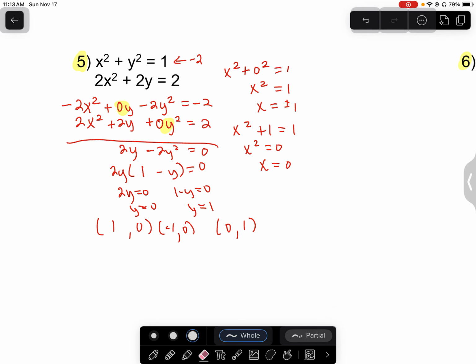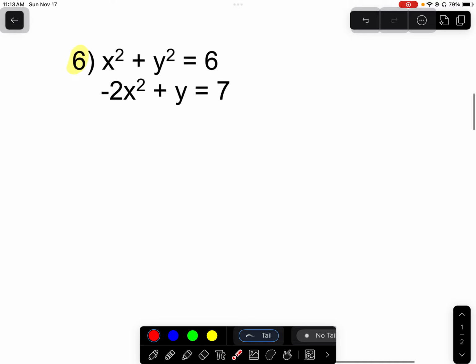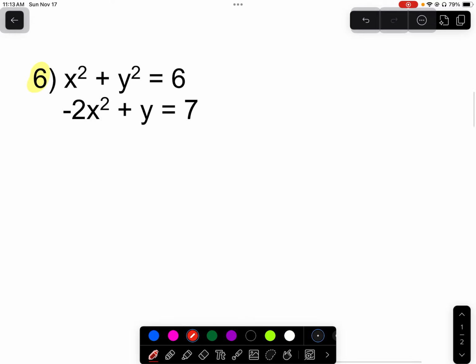That's kind of a neat one. So don't forget, when you take the square root, you put a plus or minus. Plus or minus 0 is still 0, but plus or minus 1 does give you 2 different points. So that's a cool one. And now let's do number 6.